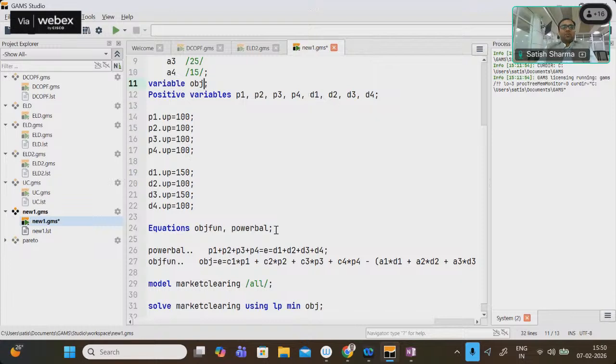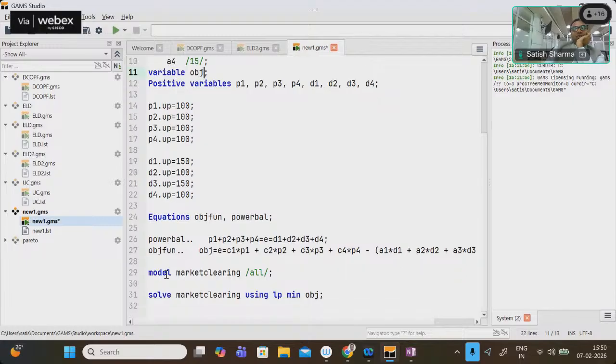Now I have provided an equation declaration. I am going to have two equations, and the description part is still optional, so I am not providing any description with these two equations. One is the objective function and another is the power balance. I have defined power balance such that P1 plus P2 plus P3 plus P4 should equal D1 plus D2 plus D3 plus D4. That is what we have written here as one equation. Another is the objective function, which equals C1 P1 plus C2 P2 and so on.